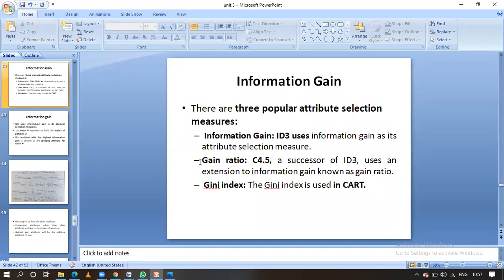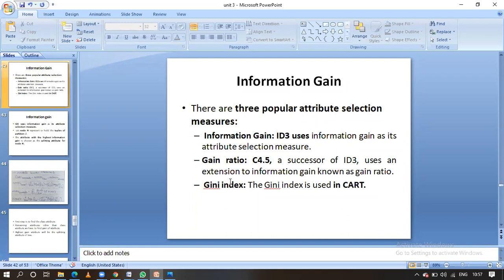The next one is gain ratio. Where we are going to use this is C4.5, the extension of ID3. We are going to use this gain ratio, guys, in C4.5, which is a successor of ID3. Related to ID3, we are going to use the information gain type of procedure.